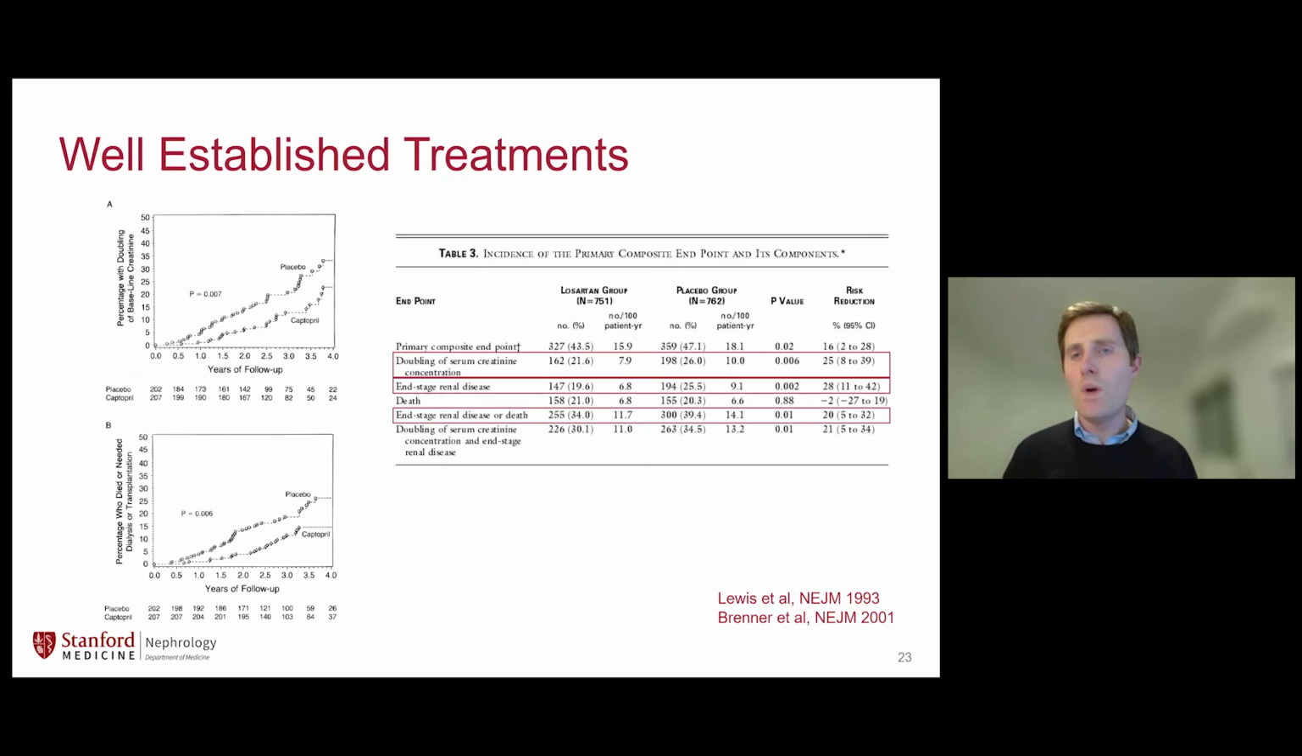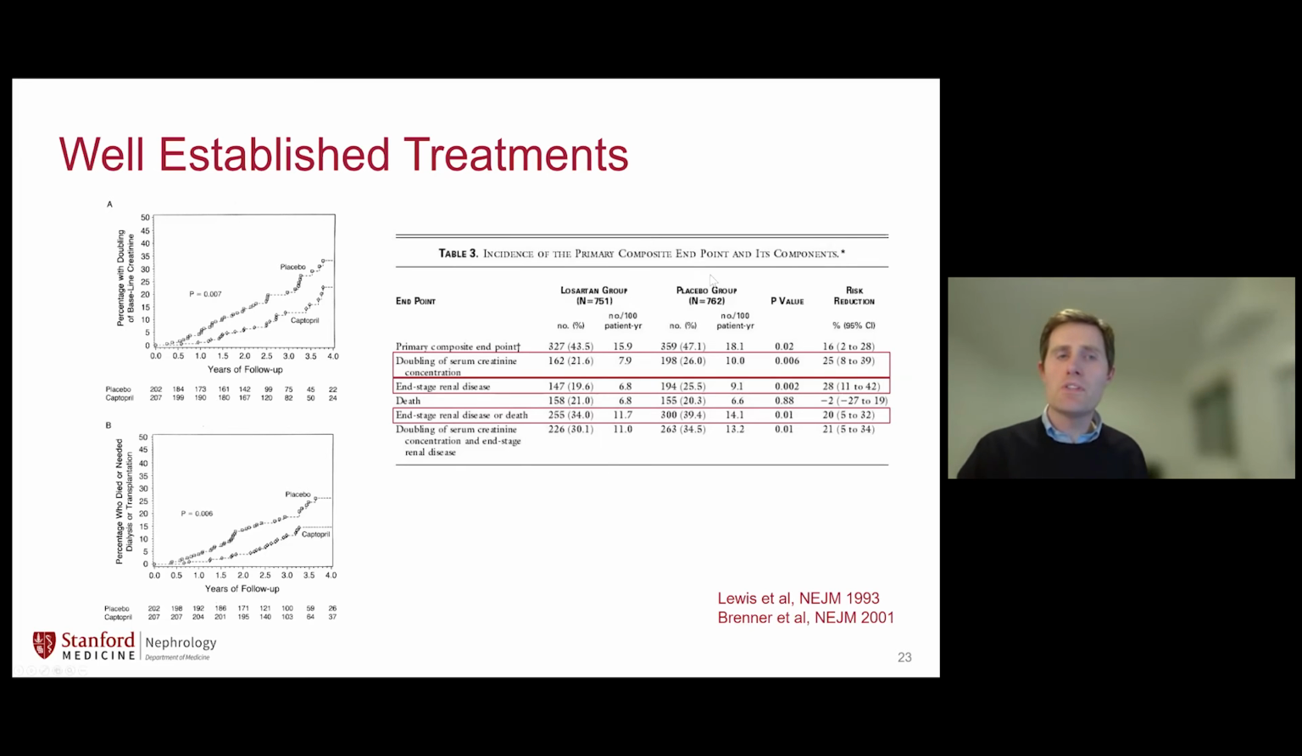We have had well-established treatments to treat chronic kidney disease since the 1980s. You can see these papers from the 90s and the early 2000s that show that certain classes of blood pressure medicine slowed kidney disease progression and reduced protein levels in the urine.